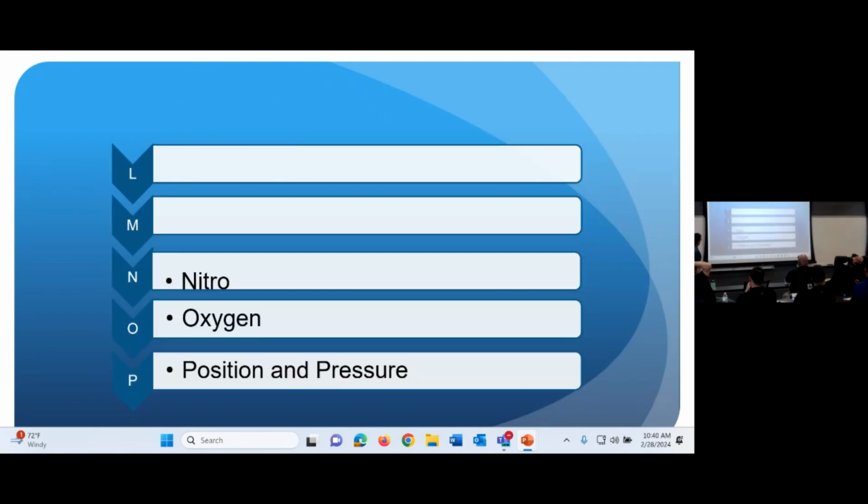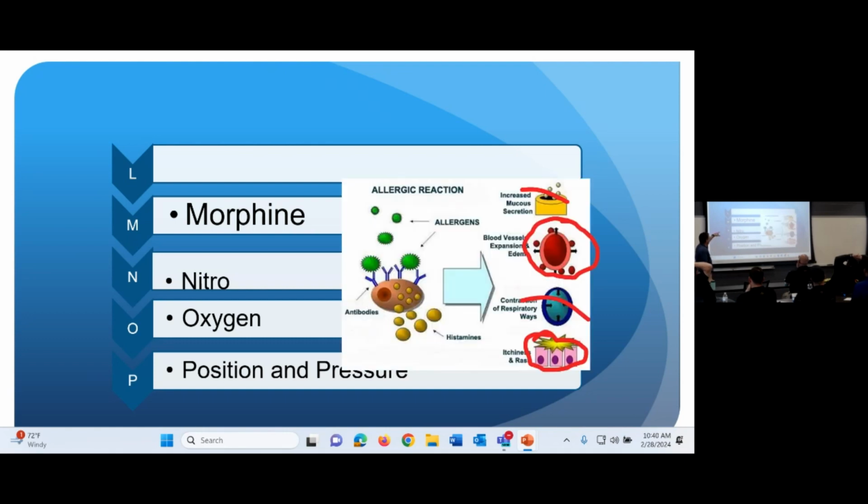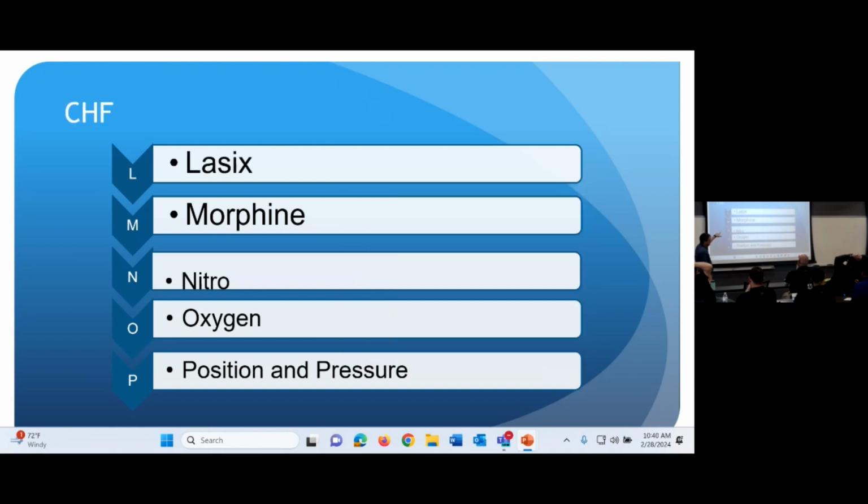position and pressure. Obviously, they get oxygen, they get nitro because it lowers the blood pressure, decreases preload. They get morphine because now they go from short of breath and feeling bad to high as a kite and don't care, and it lowers the blood pressure. And the last thing I'm going to give them is Lasix.